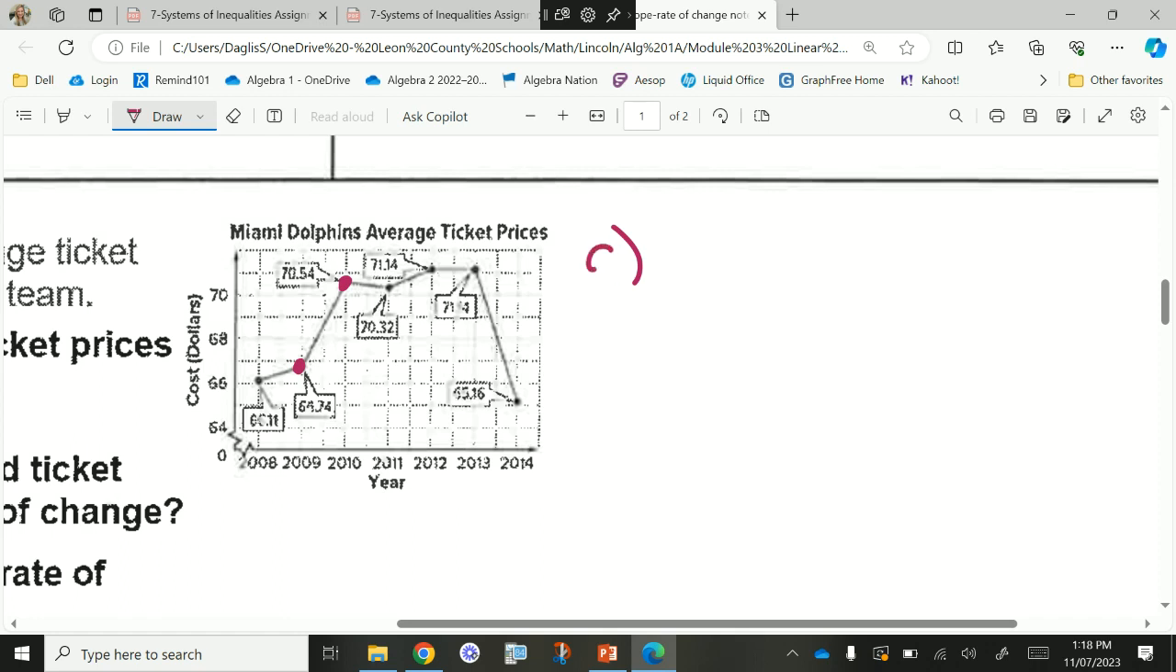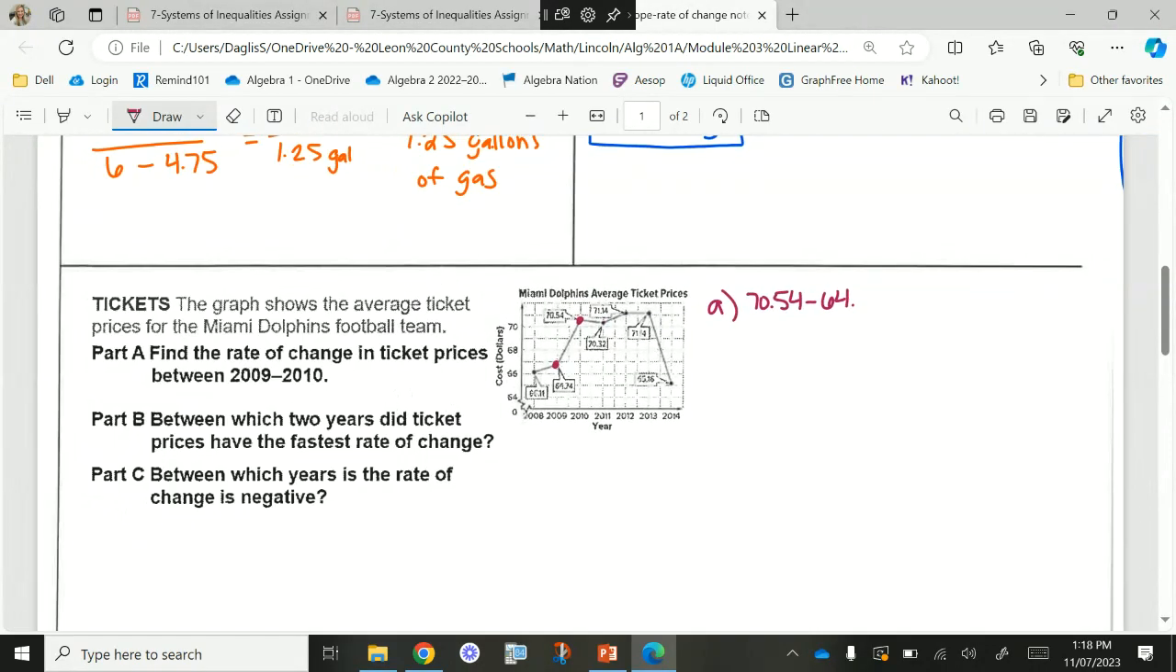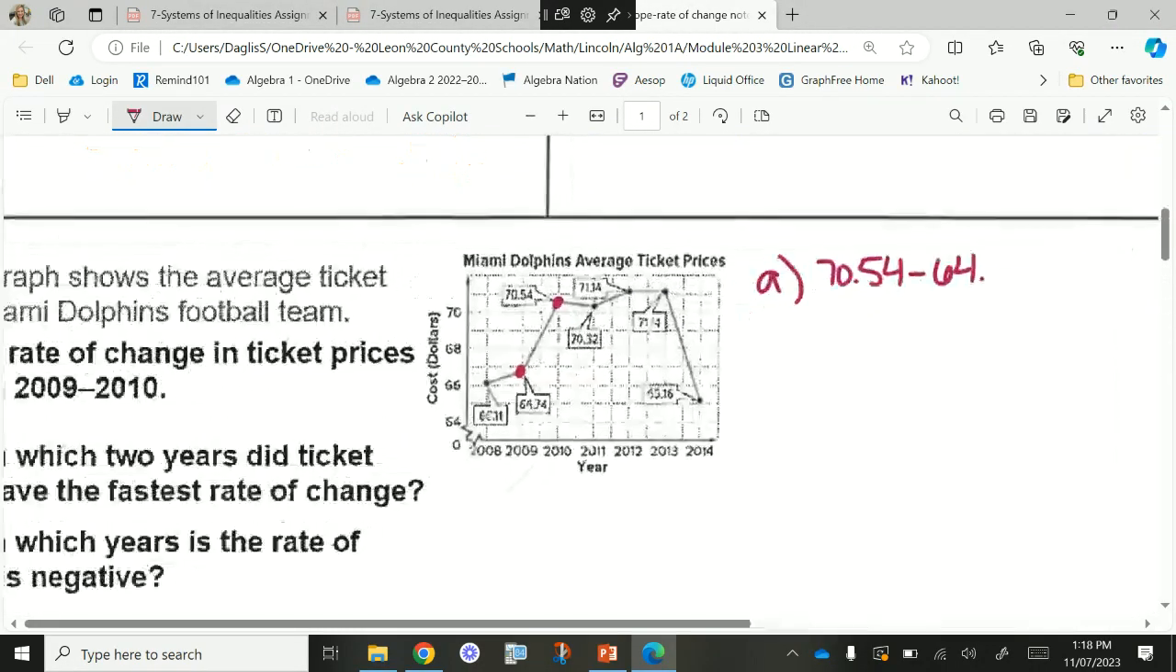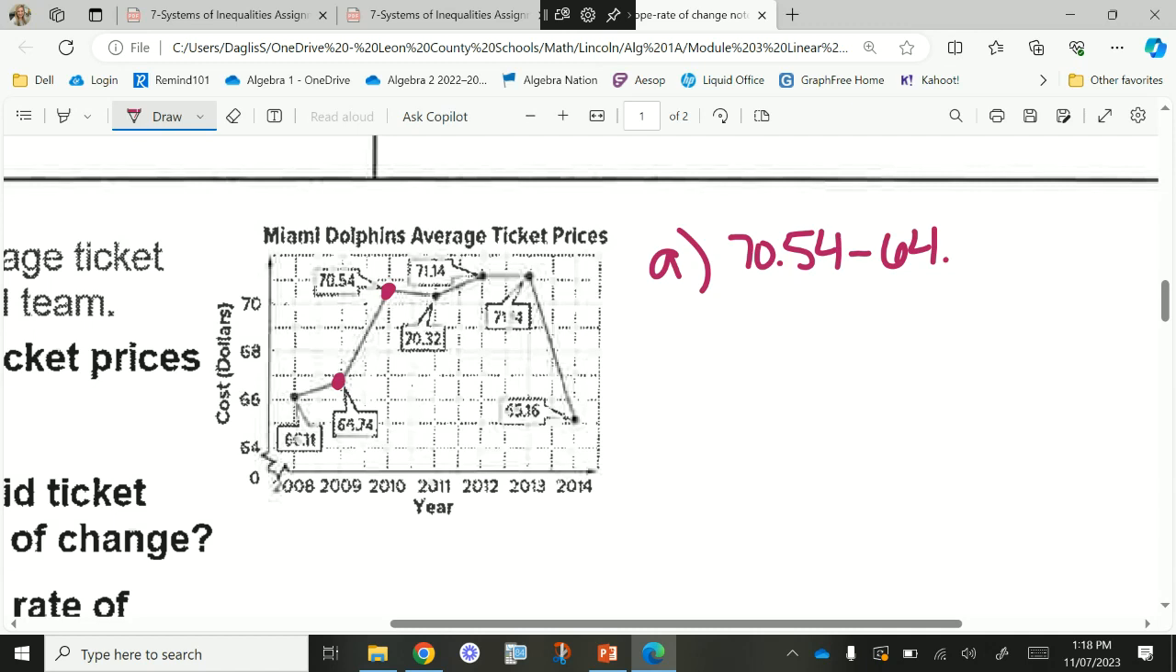Okay, it's 64 to 70. So my Y's, okay. So we're going to do 70.54 minus 64 point, what is that? 74, it looks like to me. Let's call it 74.